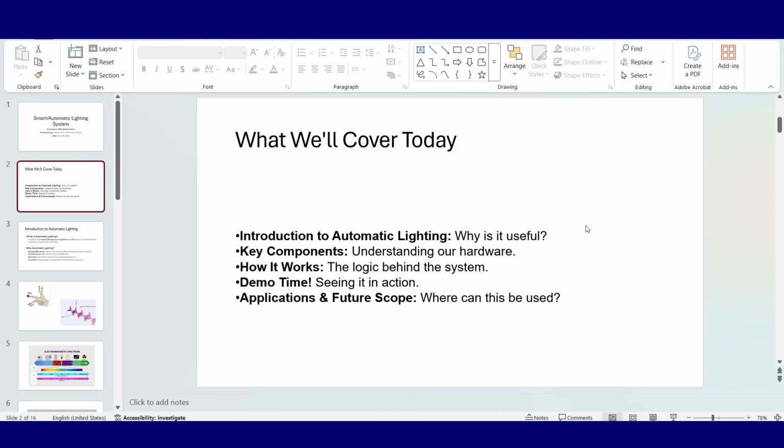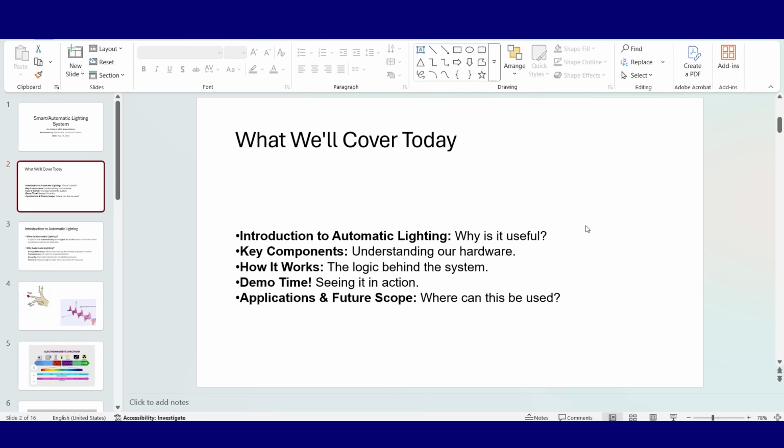And finally, we'll have a demo session where we will discuss 3 cases. First is using manual intervention, manual presence. So say if you put a hand in front of the motion sensor, then it will detect and it will turn on the light. The second case is we'll use a remote control, we'll press one key or any key and see that the light turns on and off.